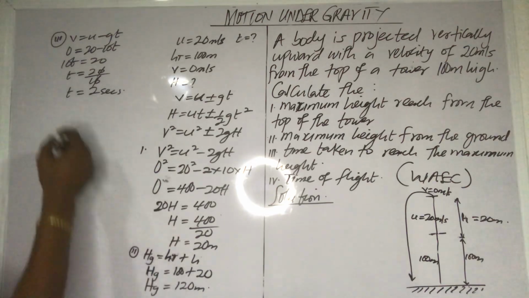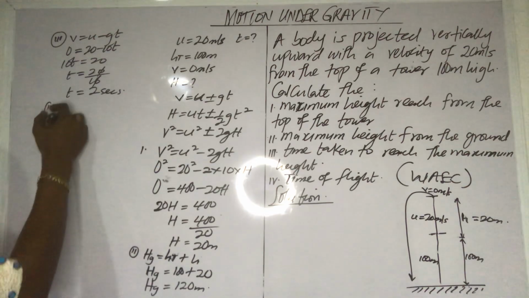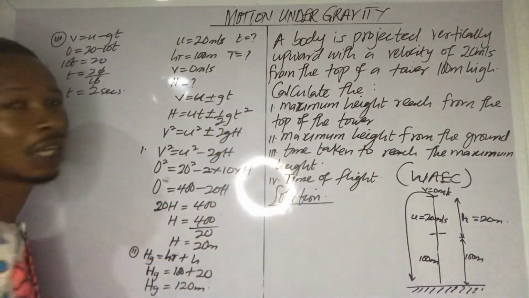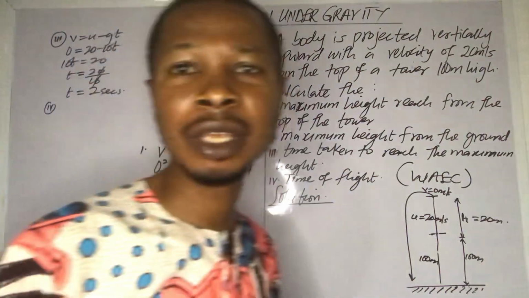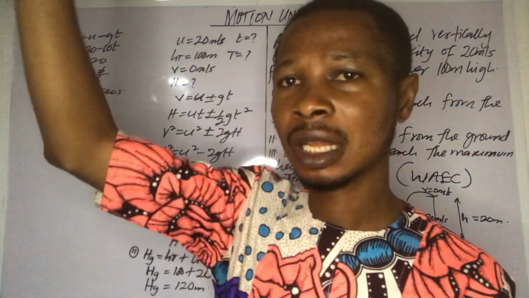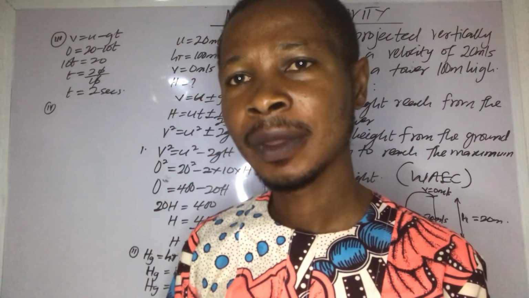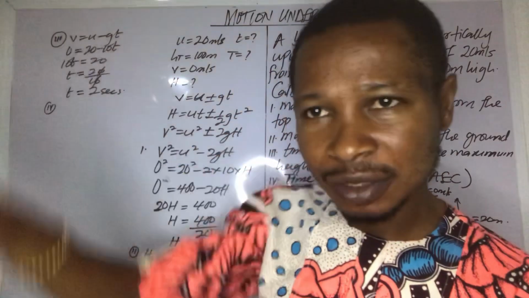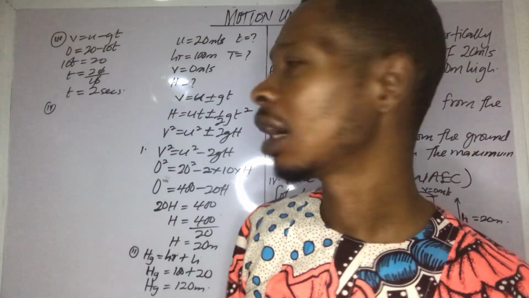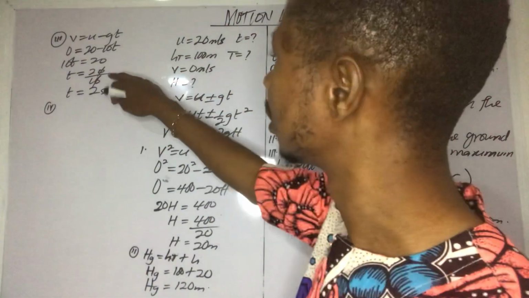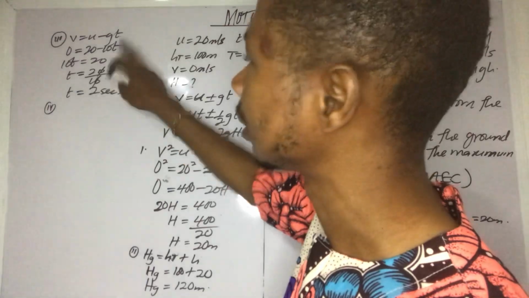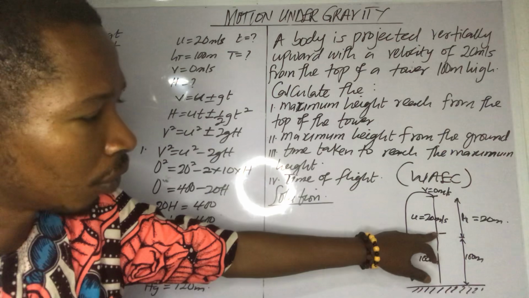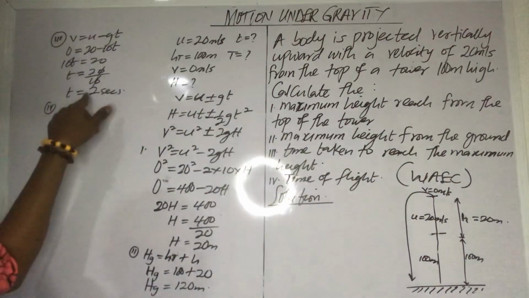Then the last one, they say we should define time of flight. Time of flight is capital T. And what is time of flight? That's the time taken for the body to reach maximum height and still fall back to the ground. If this is the time taken for the body to get to maximum height, from this place to this place, the time taken to move from here to here is this 2 seconds.